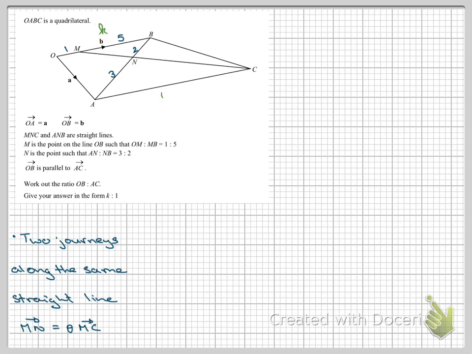The strategy I'm going to use is two journeys along the same straight line. I can use that because they will be scalars of each other. I can then separate each vector into its A and B components and then compare them. The lines I will take will be M to N and M to C. Okay, let's make a start on this.